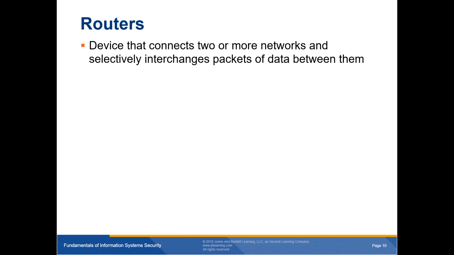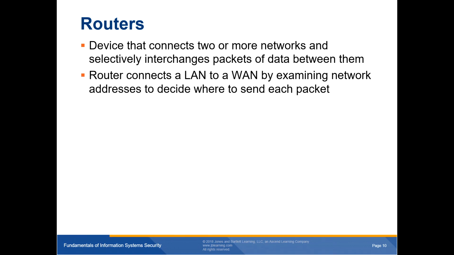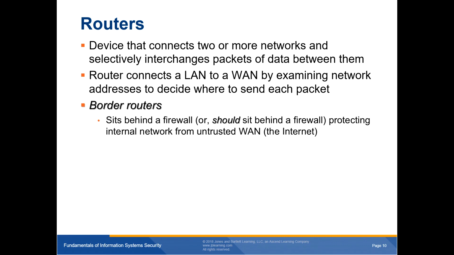Routers. A router is a device that connects two or more networks and selectively interchanges packets of data between them. A router connects a local area network to a wide area network by examining the network addresses to decide where to send each packet. The first type that the book talks about is a border router. It sits behind a firewall, or should sit behind a firewall, protecting the internal network from the untrusted wide area network, which is the internet.